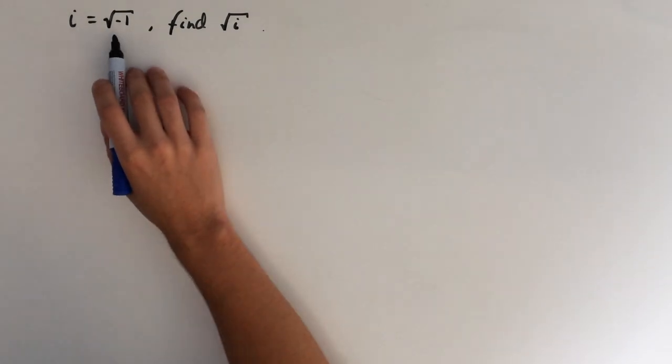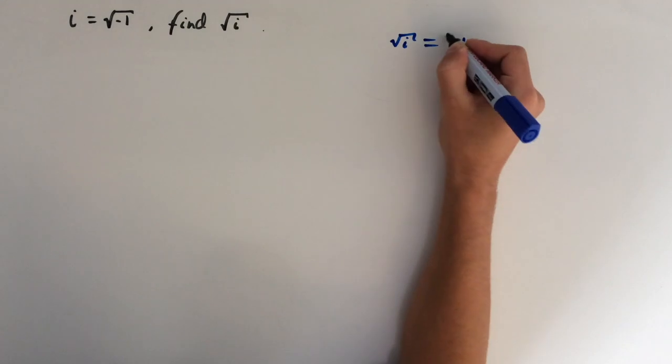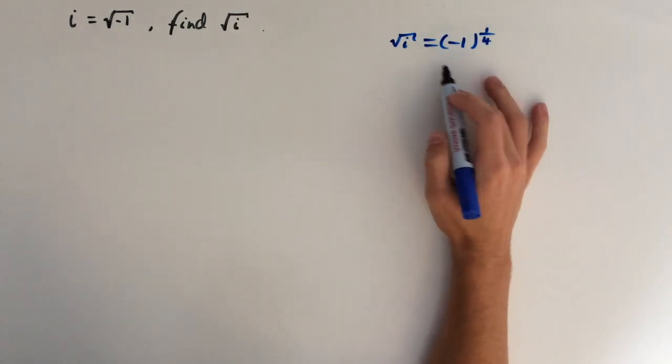In this video we'll be finding the square root of i. This is a really interesting problem, and at first you might think, well, i is the square root of minus 1, so the square root of i is just going to equal minus 1 to the power of a quarter. Now this is correct, but what does this equal exactly?